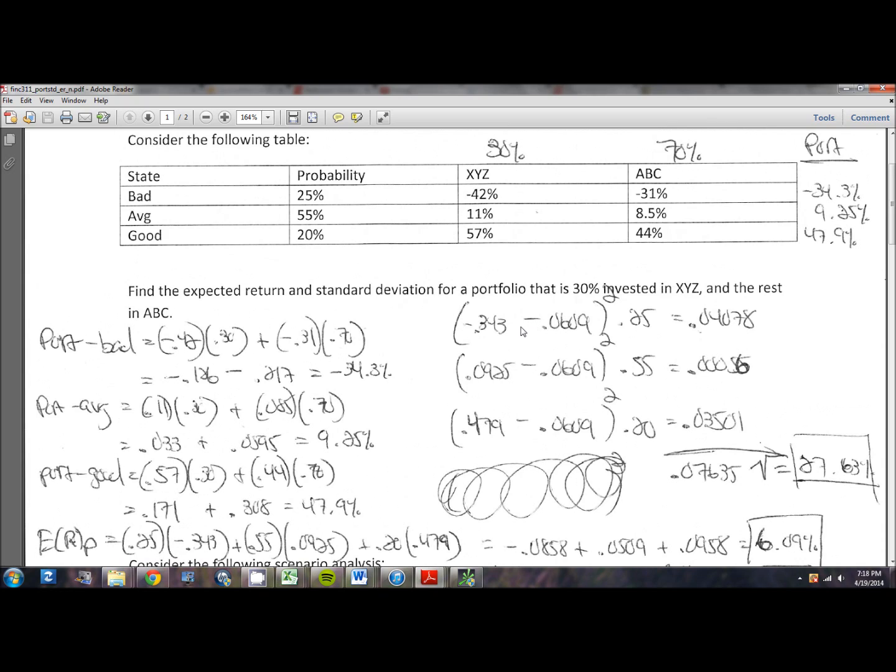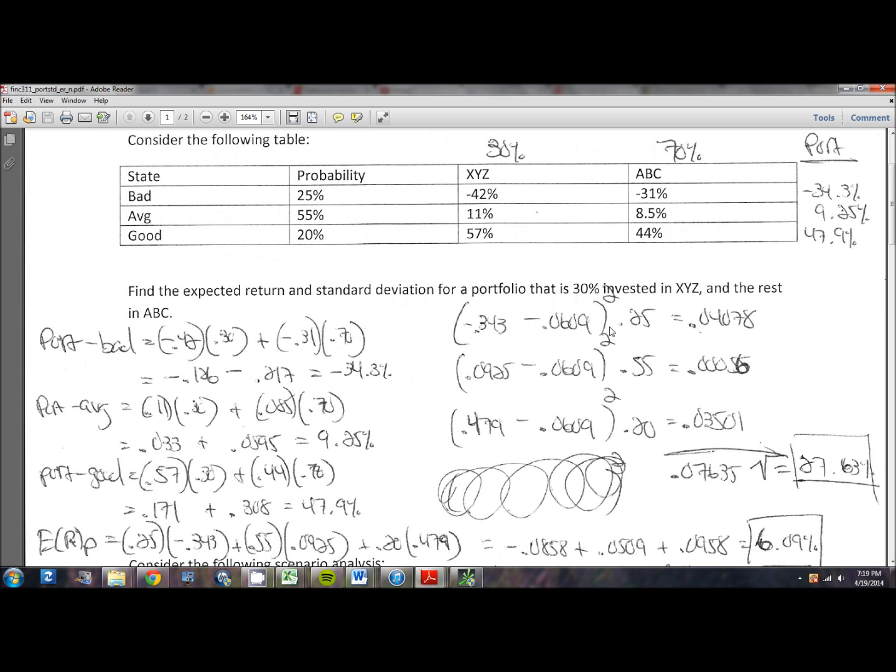The deviation from the mean for a given state will be equal to the return from that state minus the expected return. So for the first state, it's going to be negative 34.3% minus 0.0609. And just like I've done with everything else, I simply put everything in decimal form to make it easy on myself. Once you have that deviation, you square it, and then you multiply by the probability of that state occurring. That is essentially where all these numbers are coming from.